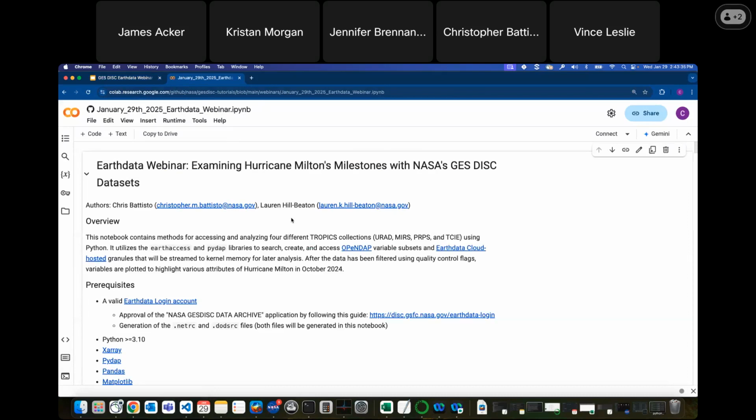The only difference is that some of the libraries that are included by default with Google Colab might not be installed, and so we will take some steps to install those at the beginning. So when you are all logged in and you have your Earthdata login account and you're ready to run this, you will be met with this interface. And this interface is pretty much the same for any other interface for accessing and running Jupyter notebooks.